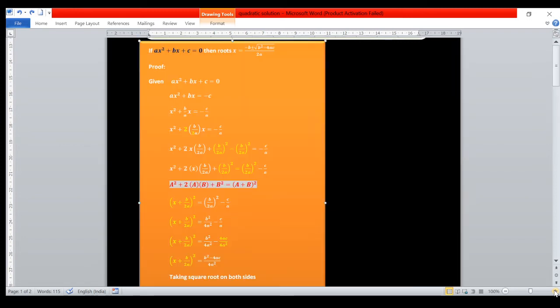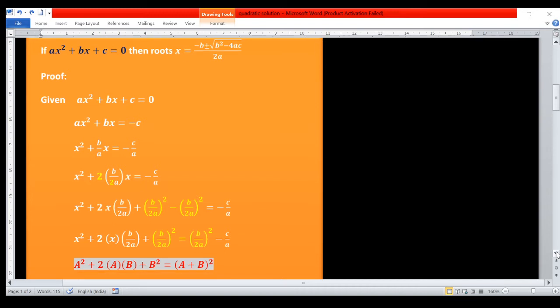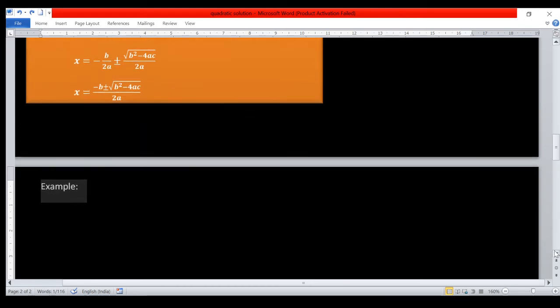Okay, shall we move next? Yes. This is the formula. What is the formula to find the roots of a quadratic equation? Minus b plus or minus square root of b square minus 4ac by 2a. This formula method will give the answer for any type of question. Okay. Example.